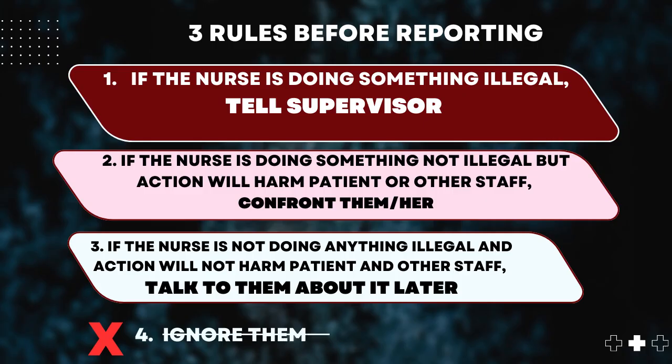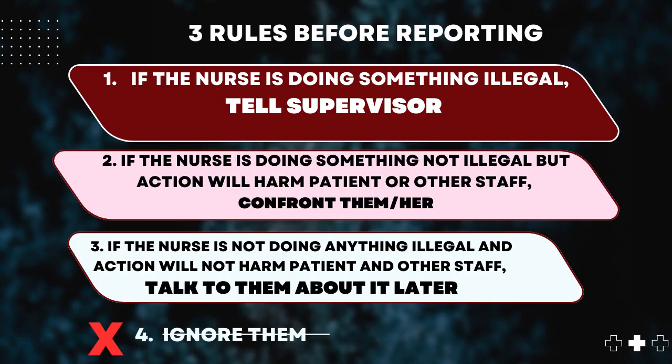Number 2, what if what the staff is doing is not illegal? What should you do? Then ask yourself this question: is anyone, including the patient or other co-workers, in immediate physical or psychological harm? Will what the person is doing cause physical or psychological harm to the patient or to other co-workers, since it is not illegal? If it's going to cause harm to the patient or other workers, what should you do? Confront them immediately.